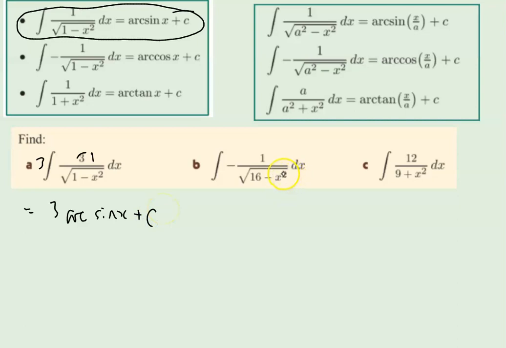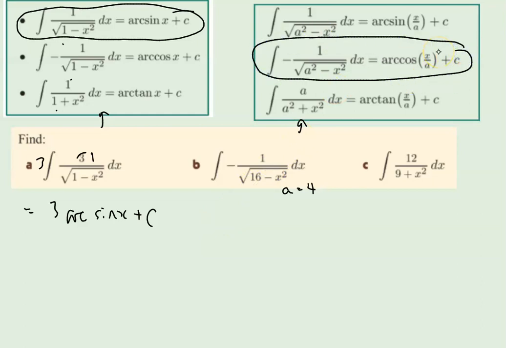Alright, the next one, part B. Just notice all these ones here have a 1 as the first term, whereas these ones on this side here have a squared involved. So in this case here, a is going to equal in fact 4. So for part B, we would have this pattern here. So we're going to end up with a value of the arc cos of x divided by a, which is now x divided by 4. It wouldn't hurt to put it in brackets, plus the constant of c.